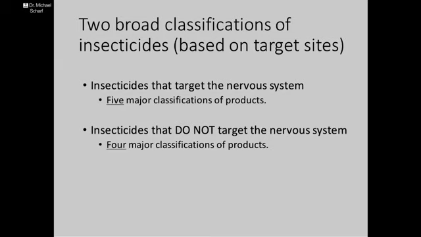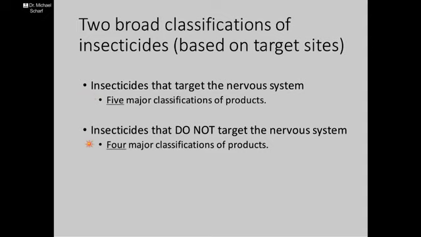Okay, so shifting gears here, I want to talk next about our 2 very broad classifications of insecticides, and these are based on the target sites that they target. I'm breaking these down by target site rather than insecticide chemistry. So even if you don't appreciate all the fine details, I hope you come away with these 2 very broad principles. First of all, for insecticides that target the nervous system, we have 5 major classifications. So just try to appreciate that there are 5 different groupings of these things.